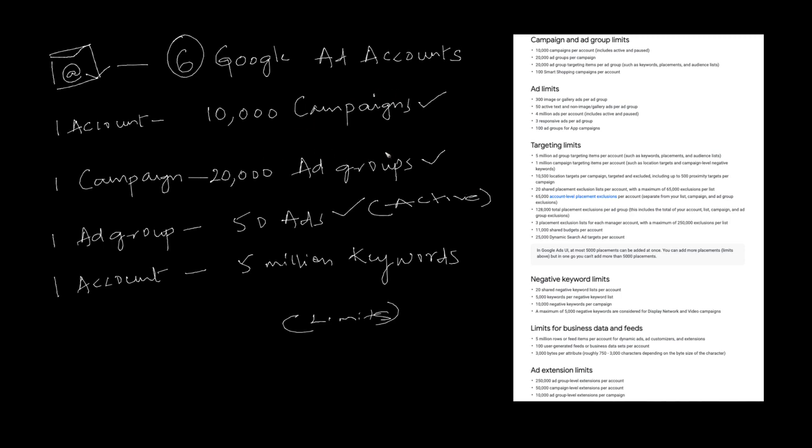And one Google Ads account can have about 5 million keywords. Don't get confused with this. I'm not talking about ad groups, I'm talking about an account. So one account as a whole, including the number of campaigns and ad groups that you have, can have about 5 million keywords, which is huge. You wouldn't need that many keywords anyway. These are the account limits.